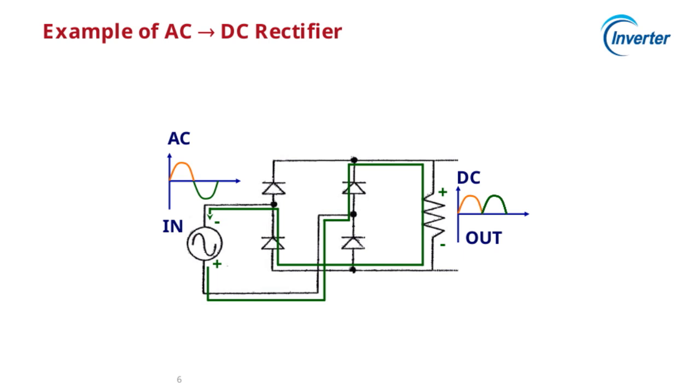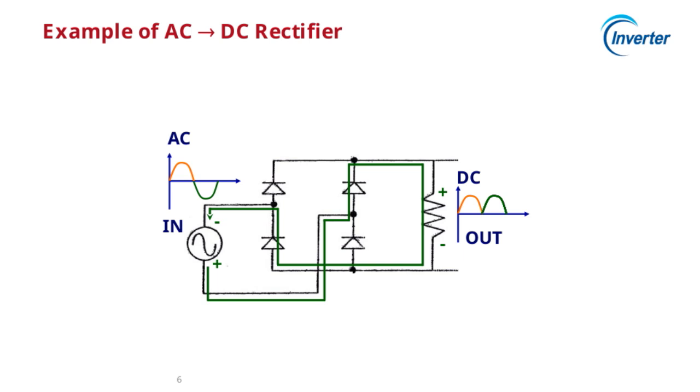On the left, you see the AC input, which has both positive and negative cycles. The AC waveform alternates polarity, as shown by the plus and minus signs. The goal here is to convert this alternating current into a steady direct current, which is what we see on the right as the out.